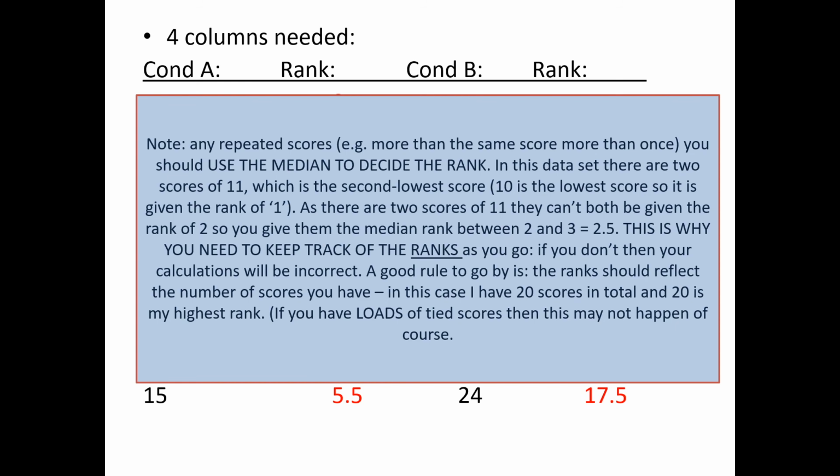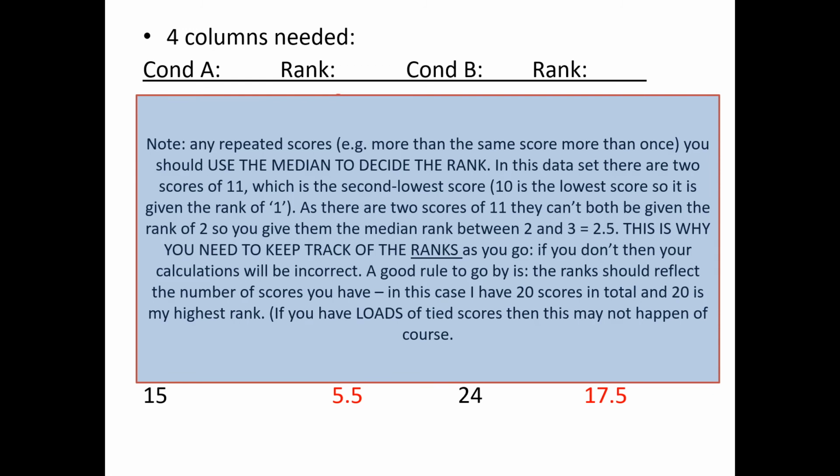Now, if you're thinking, what on earth is she talking about? Don't worry, I will explain it. What you do is use the median of the ranks to decide the rank. In this data set, as you will see in a minute, there are 2 scores of 11. Now, 11 is the second lowest score from this data set because 10 is the lowest score. So we give 10 the rank of 1. Don't worry, I'll show you all this in a minute.